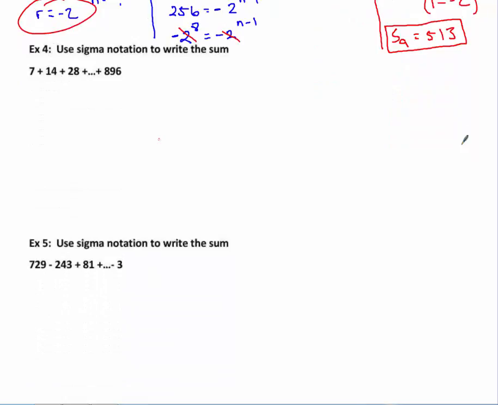All right, number 4 says use sigma notation to write the sum. That means when you see this, use sigma notation, that means you need to make one of these. Okay? So to make one of these, we want to go from n equals 1 to k, which we don't know how far it is, of a sub 1 times r to the n minus 1.